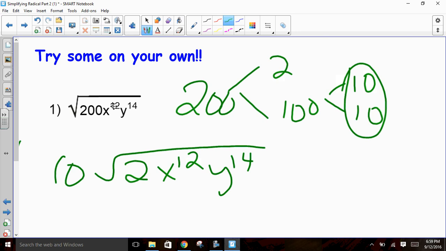So if I were to rewrite my x's like I did before, I should have 6 groups of 2, which means that I'm going to end up having x to the 6 come out. Because if I write out all 12 of those and I circle groups, I'm going to have 6 groups. So I have 6 x's come out, so I have x to the 6.